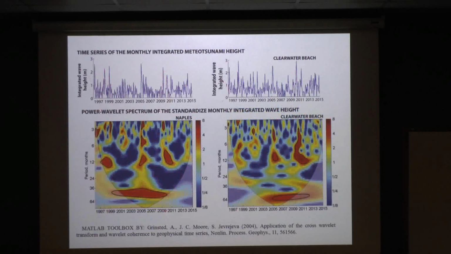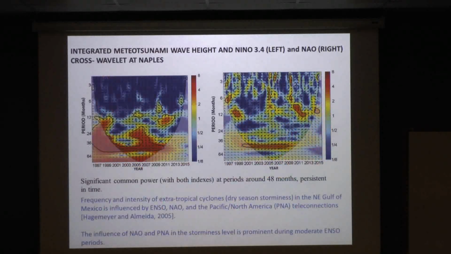So I think this is what is creating these peaks in the meteotsunami activity in the Gulf of Mexico. Basically, El Niño drove more storminess in the dry season, and that produces a higher probability of having meteotsunamis and more extreme meteotsunamis in the area. And of course, having more hurricanes is going to increase the number of meteotsunamis in this area as well.